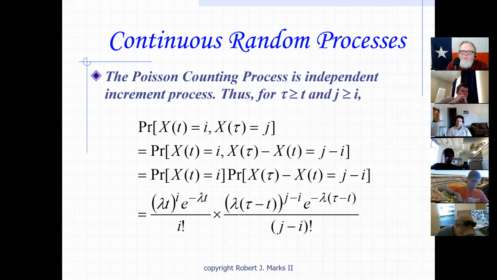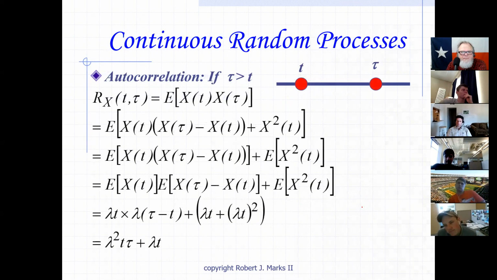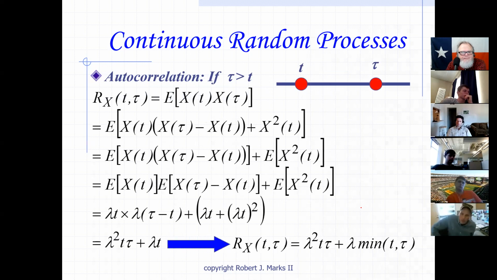Now, at this point, I go into a protracted derivation of the autocorrelation of the Poisson process. I've decided to skip this because I think we would get so deep in the weeds in terms of the mathematics that it would be kind of terrible. So let me just skip forward.